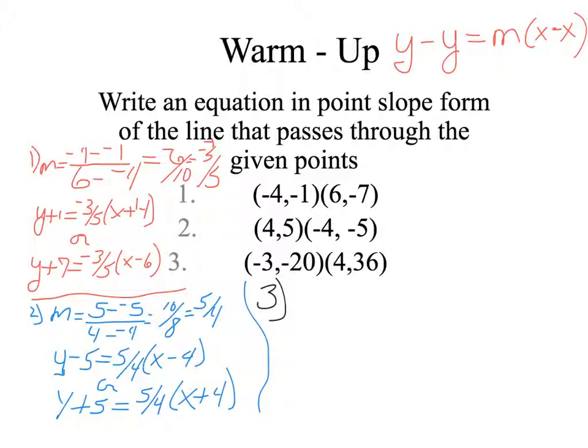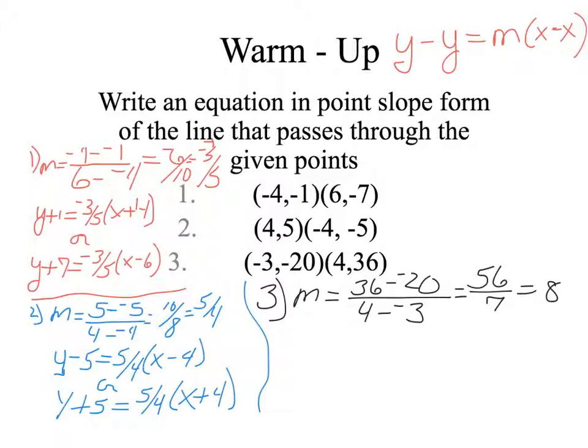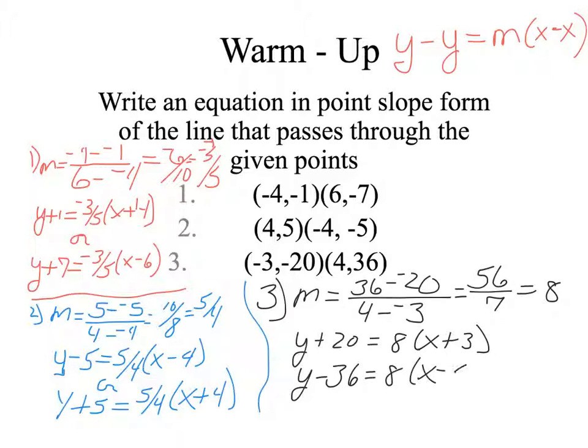Number 3, same thing again. Find our slope. So 36 minus a -20 over 4 minus a -3. That gives me 56 over 7, which reduces down to 8. So my one equation could be y plus 20 equals 8 times x plus 3, or y minus 36 equals 8 times x minus 4. And either one of those would be perfectly correct.